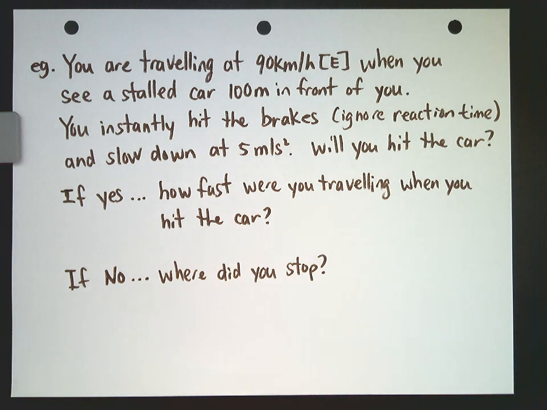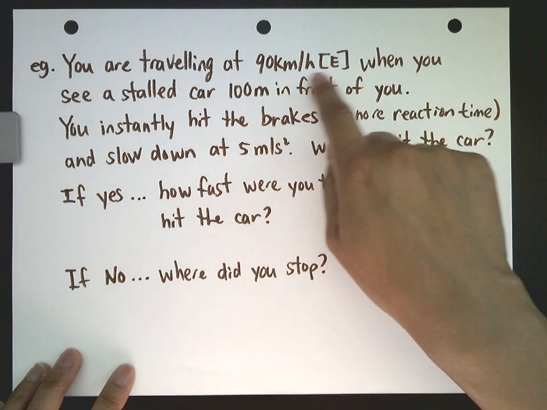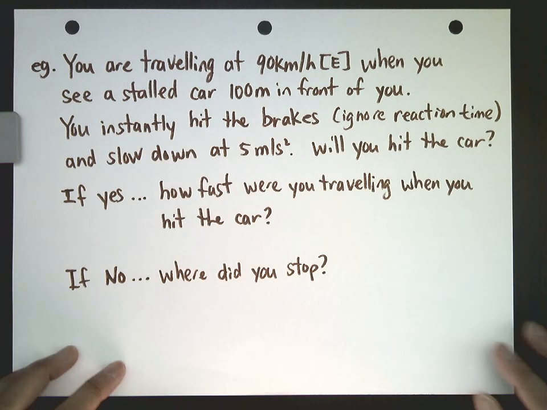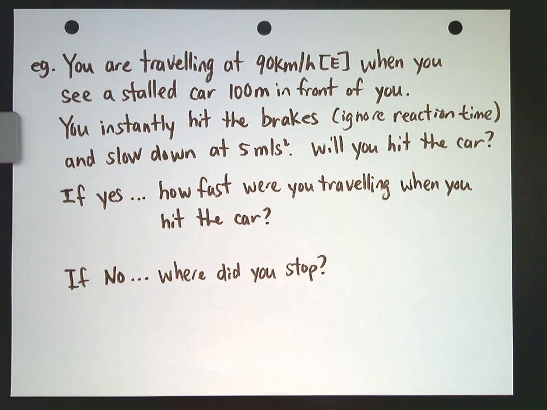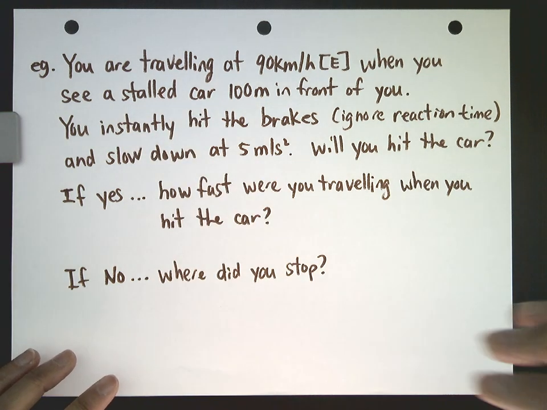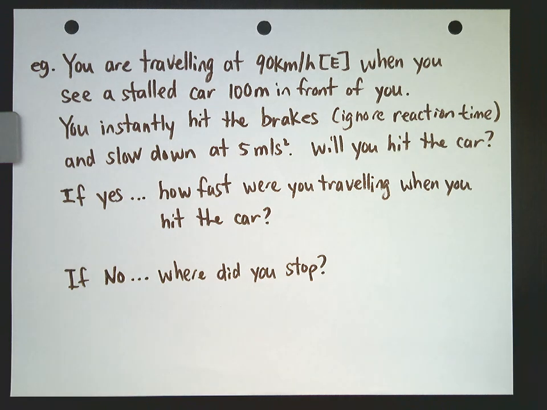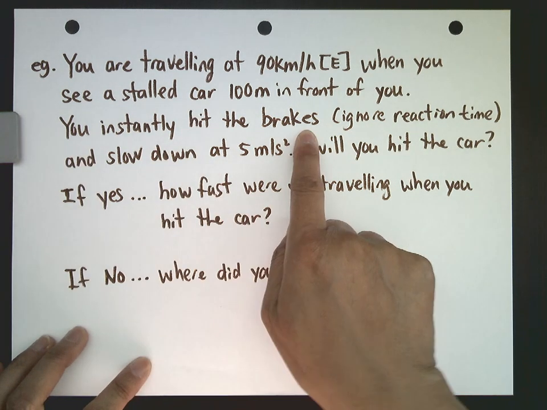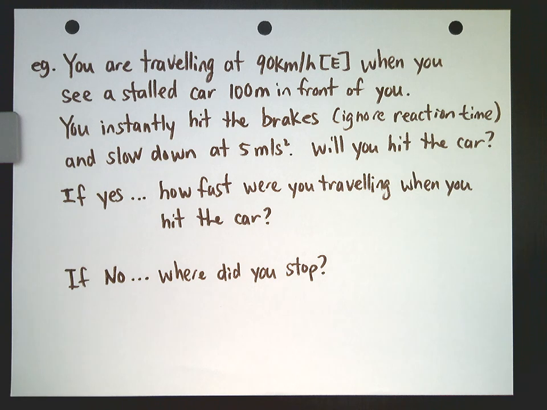All right, here's the next question. You are traveling at 90 kilometers per hour east when you see a stalled car 100 meters in front of you. A lot of you are learning how to drive, and a stalled car is basically a car that has stopped, that cannot go. Maybe it has a flat tire, maybe the engine's broken down or overheating, but basically it's stopped. You instantly hit the brakes.